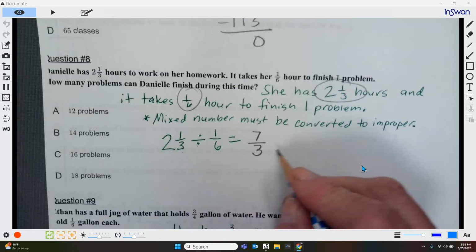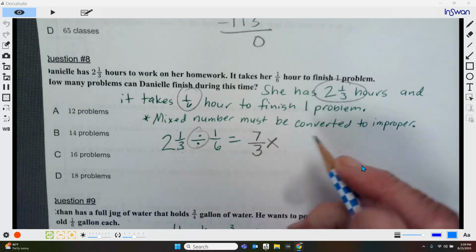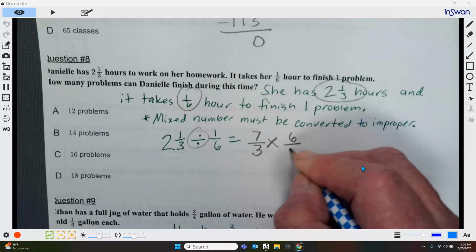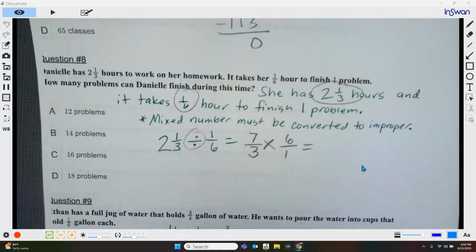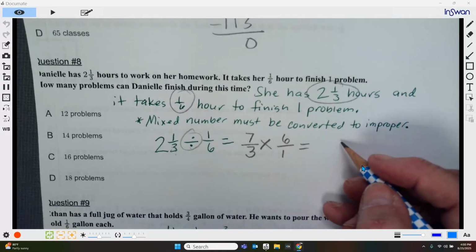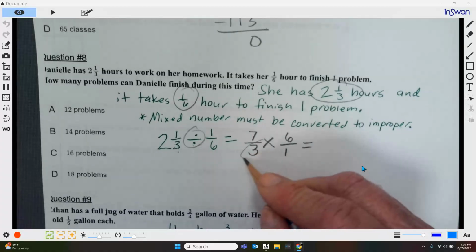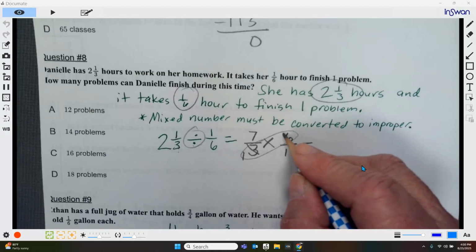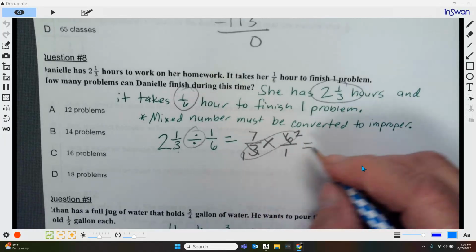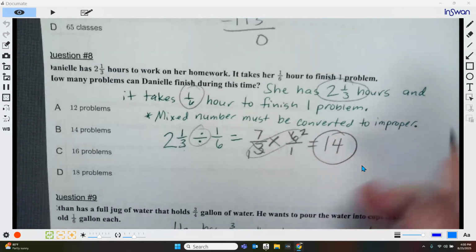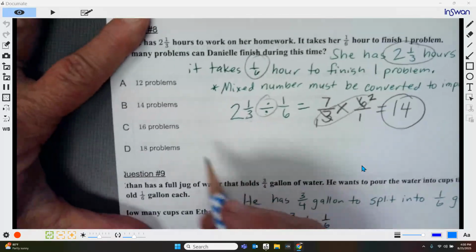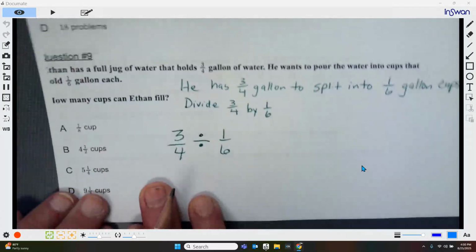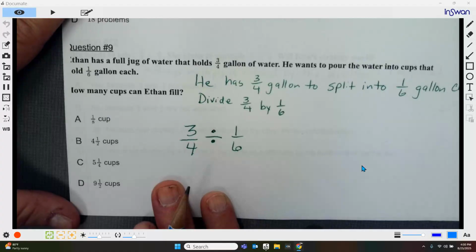And then we're going to change our division to multiplication, and we're going to write the reciprocal of 1/6, which is 6 over 1. And if we multiply that out, 7 times 6 is 42. Oh, wait. I can simplify that 3 out. 3 goes into 3 one time. 3 goes into 6 2 times. 7 times 2 is 14. So that would be 14 over 1. So that means that she can do 14 problems. That was easy enough.